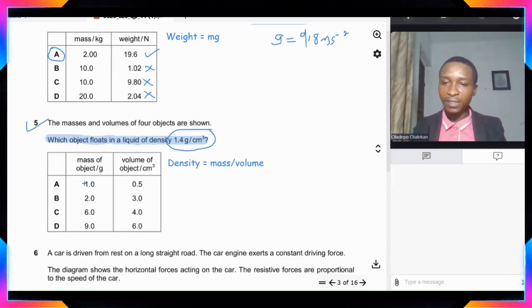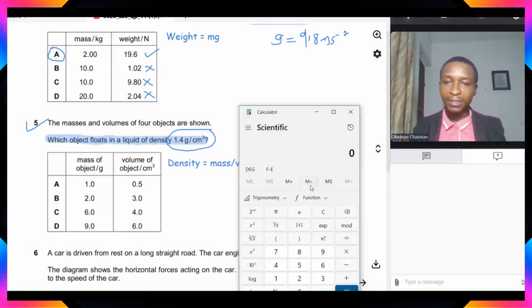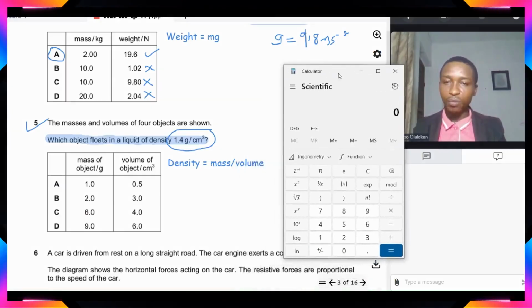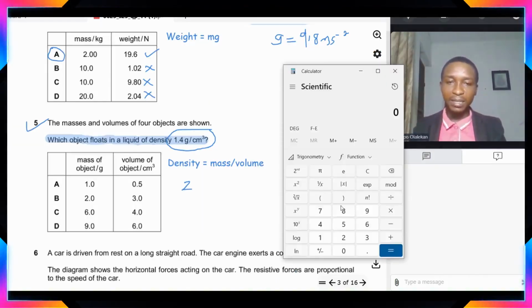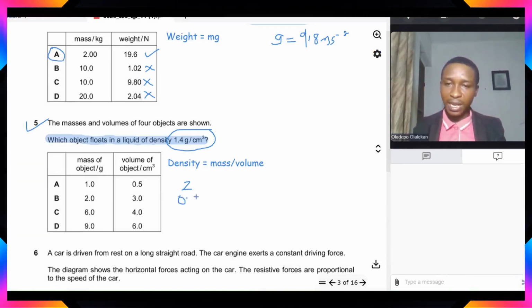So going with the first option, we have the mass, which is 1, and the volume is 0.5. Definitely the density of this will be 2 grams per cm cubed. So that cannot be correct. Let's check the second one. We have the mass, which is 2, divided by the volume, which is 3. I will divide 2 by 3. What do we have? That gives us 0.67. Okay, that's most likely to be the correct option because that density is actually lesser than the density of the liquid.